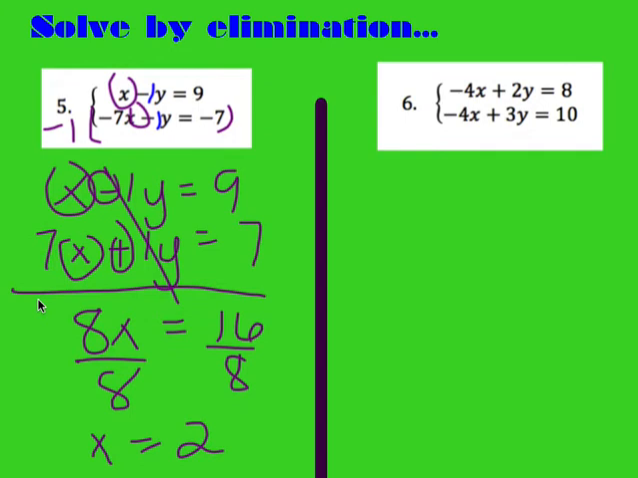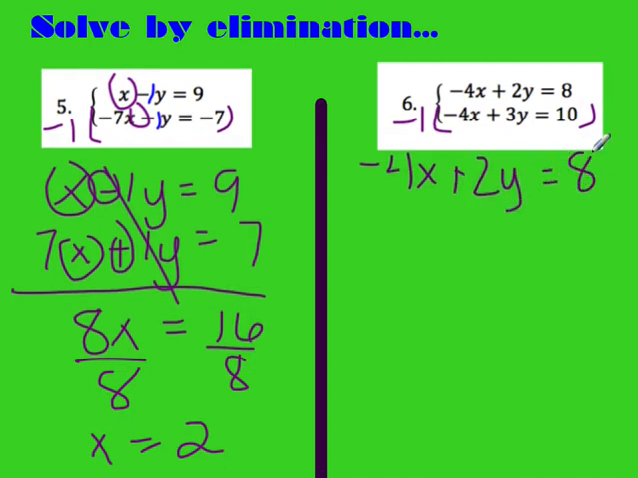Number 6 has the same deal. We have -4x and -4x. They have the same number, but they don't have opposite signs. So what I'm going to do is multiply one of them by a negative. I don't know why, I always choose to multiply the second one. It really doesn't matter which one you choose to multiply.